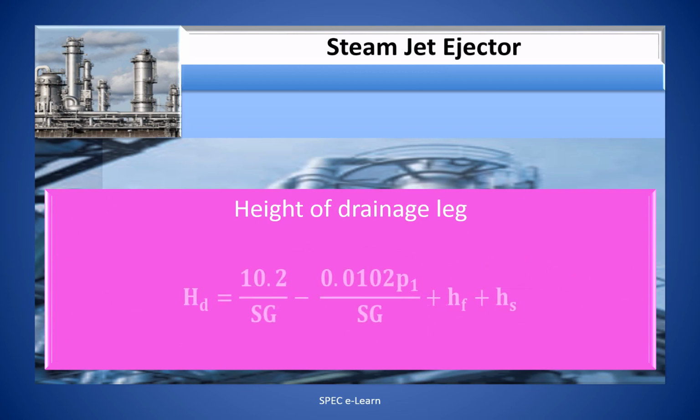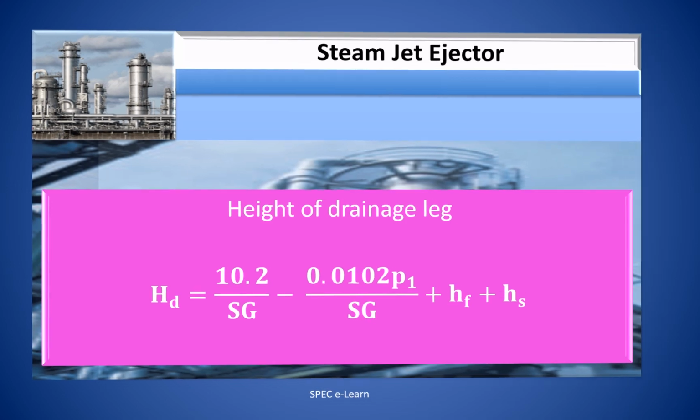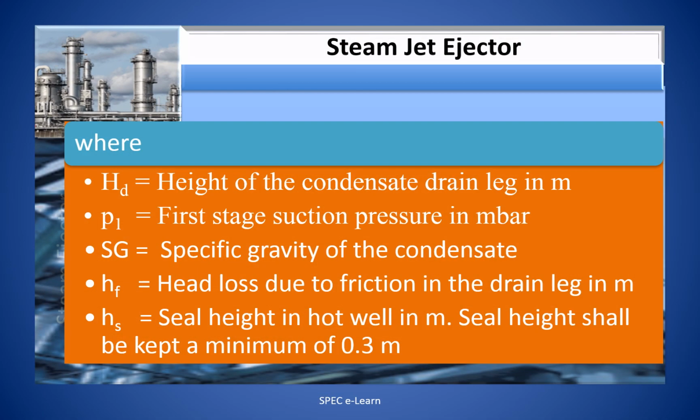The height of the drainage leg is given as HD equal to 10.2 divided by specific gravity, minus 0.0102 P1 divided by specific gravity, plus HF plus HS. Where HD is the height of the condensate drain leg in meters. P1 is the first stage suction pressure in millibar. Sg is the specific gravity of the condensate. HF is the head loss due to friction in the drain leg in meters. HS is the seal height in the hot well in meters. The seal height shall be kept a minimum of 0.3 meter.